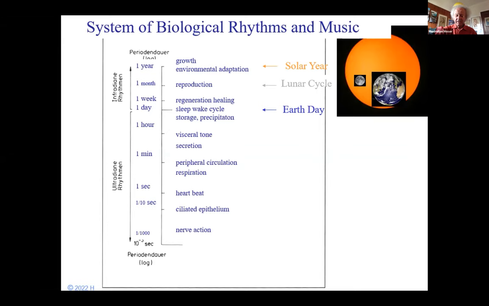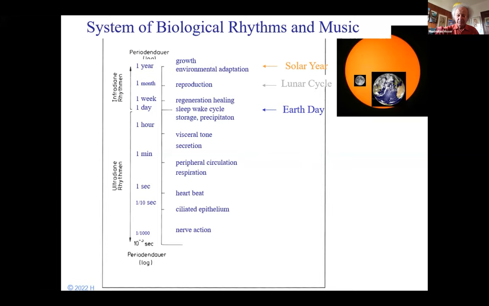Now, these were the cosmic cycles that we are aware of. It's easily possible that there are slower ones, which are beyond the scope of science because they are so slow. But for example, we know that there's an 11-year cycle of the solar spots that are on the sun. And so there might be other solar cycles which influence human physiology.